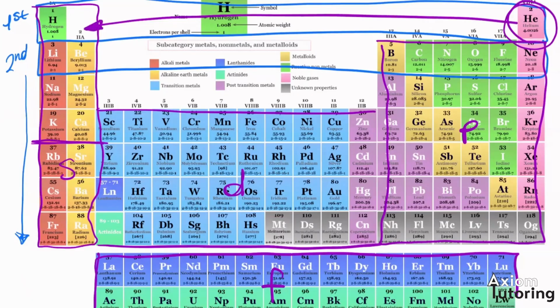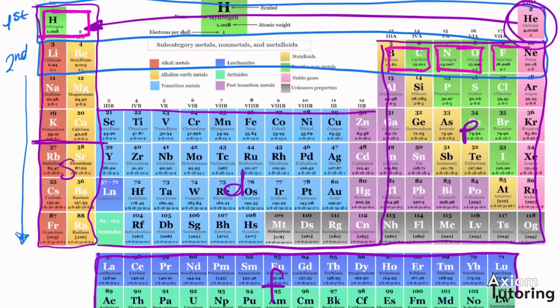Now, these subshells have different names, and they have different numbers of orbitals. Orbitals are our seats in the previous analogy. So the S block only has a single orbital. The P block has 3 orbitals.